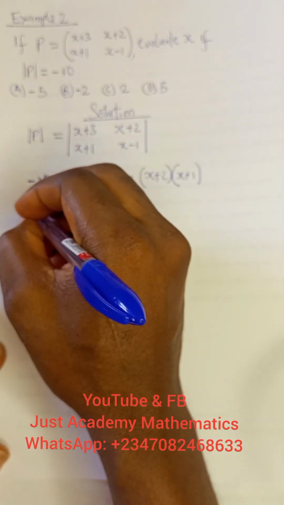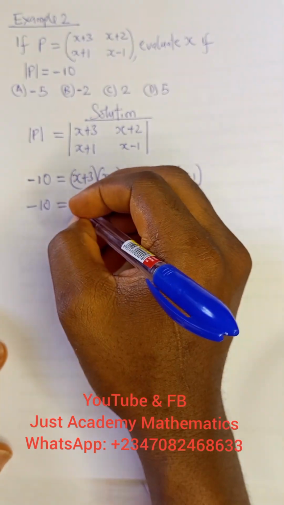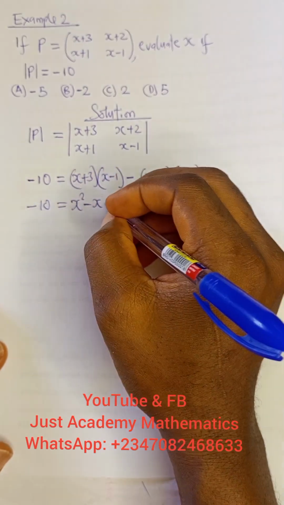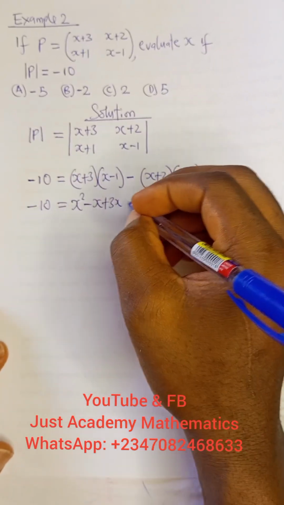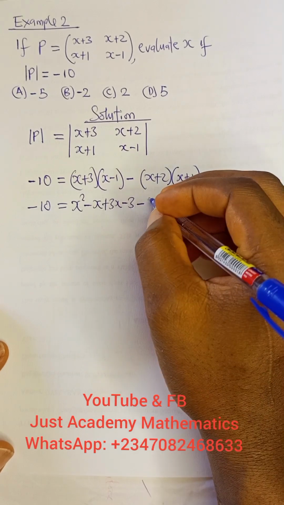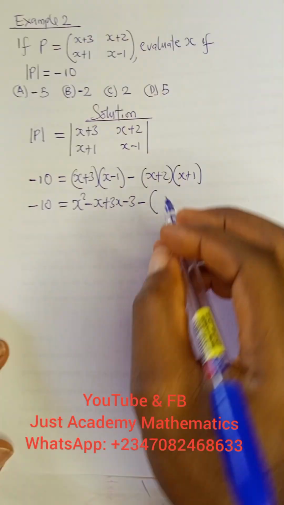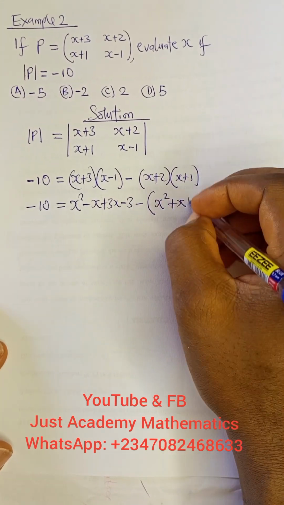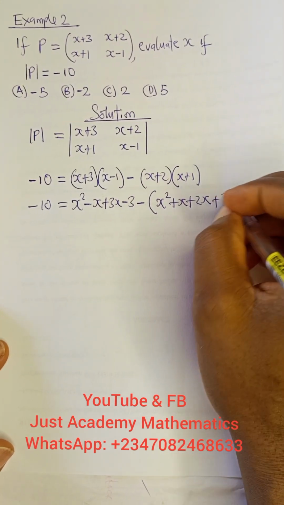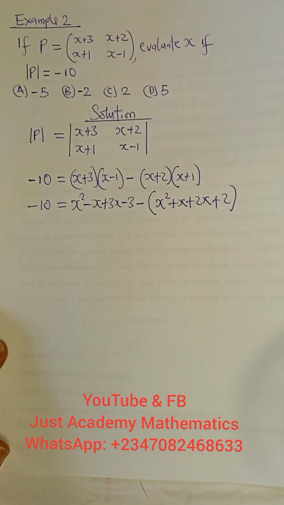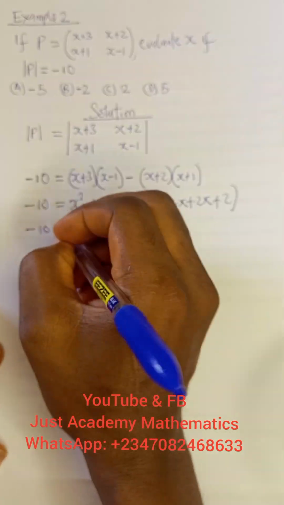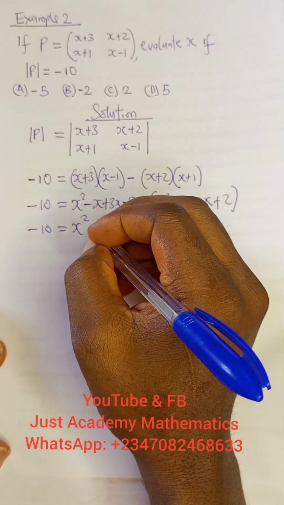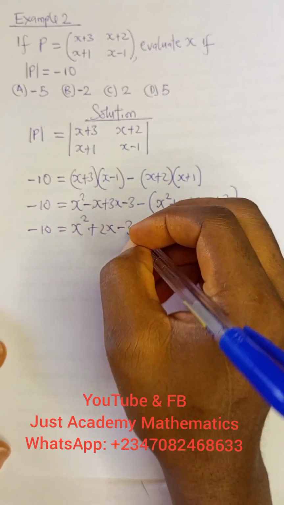So of course we have just an equation. Let's open the bracket. We have minus 10 is equal to, this times this will give me what? s squared, s times s; s times minus 1, minus s; plus 3 times s, 3s; plus 3 times minus 1, minus 3. Minus, we'll still put this in brackets. So we have s times s is s squared, s times 1, s, 2 times s, 2s, 2 times 1, 2. So we go ahead and we have minus 10 is equal to s squared minus s plus 3s will give us 2s, minus 3.